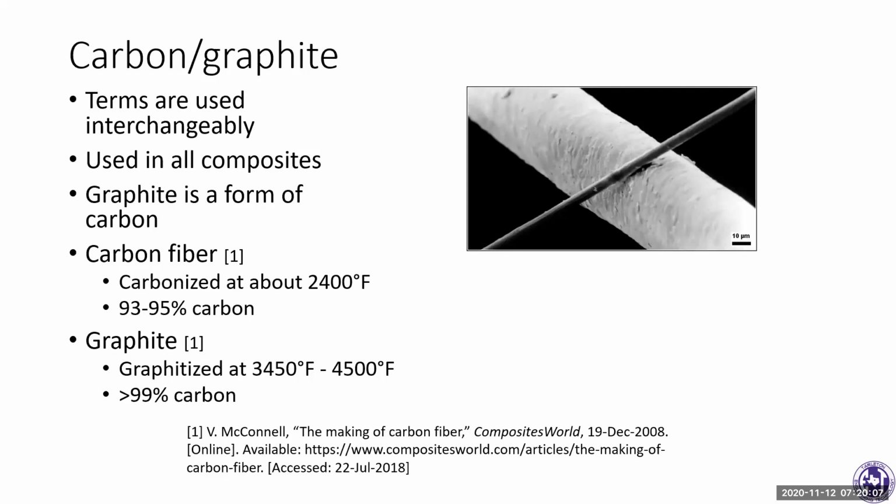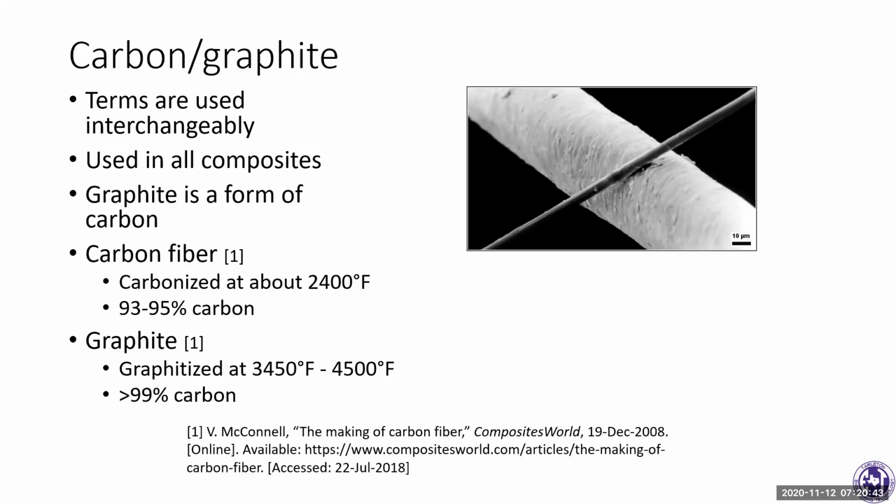Another great reinforcement is carbon or graphite. Graphite is a form of carbon. Graphite is carbon, but not all carbon is graphite. The terms are used interchangeably today, but there is a difference. Both start from a precursor material, usually pitch, a tar-like substance, or polyacrylonitrile, PAN, which is a synthetic polymer. In either case, the precursor material is drawn into fibers and heated to remove, quote, all elements other than carbon.